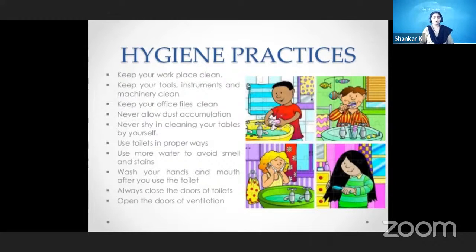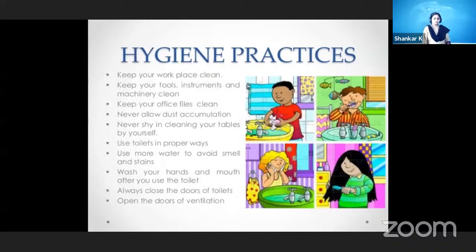Boys will think, why should I do this, I am a boy, my mother will do it. Almost all girls will do it, but boys will be like that, right? So you have to do your work. You have to clean whatever you use.